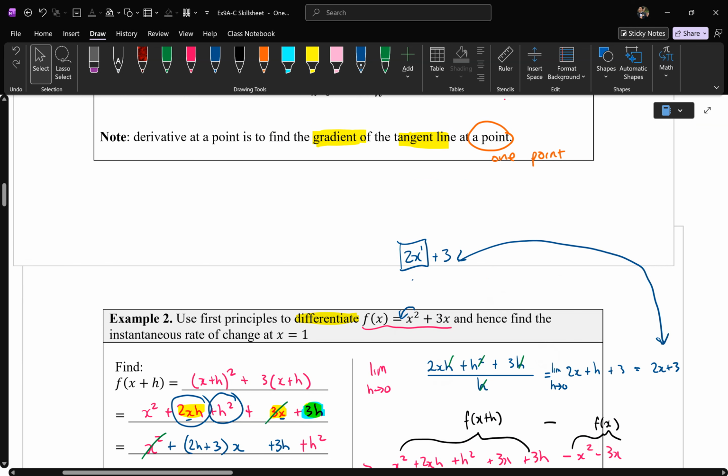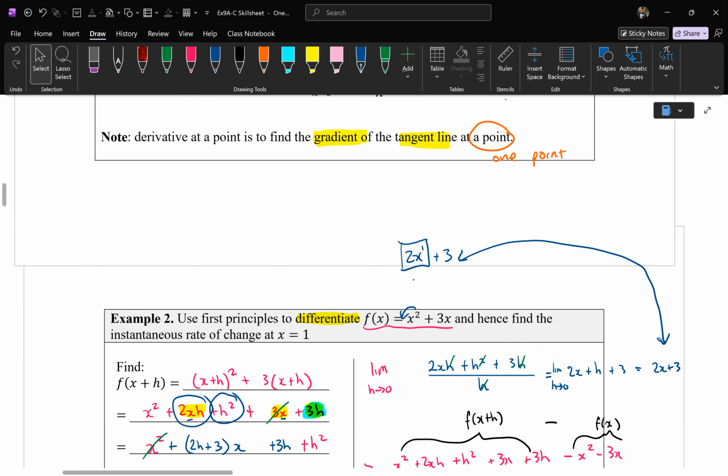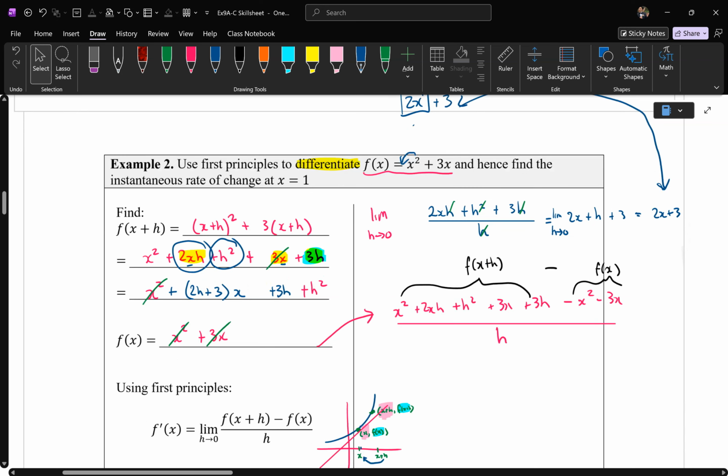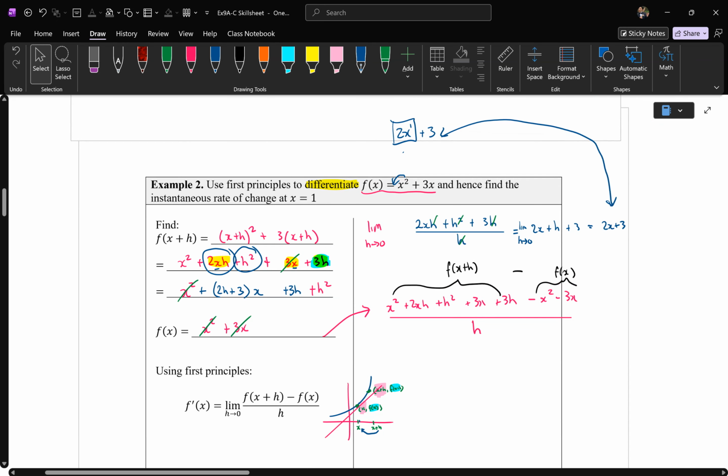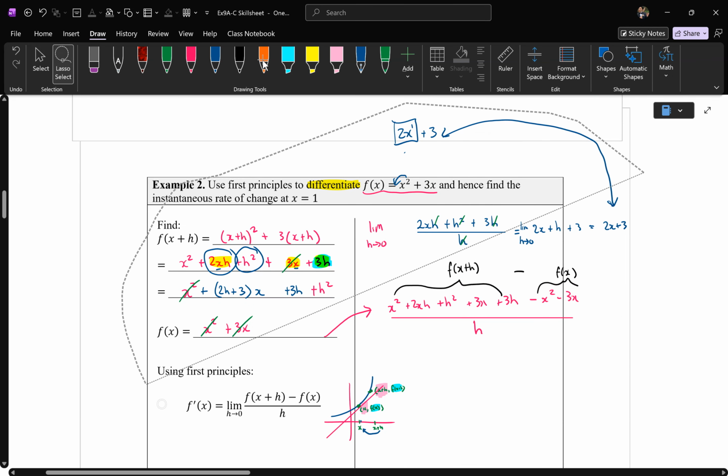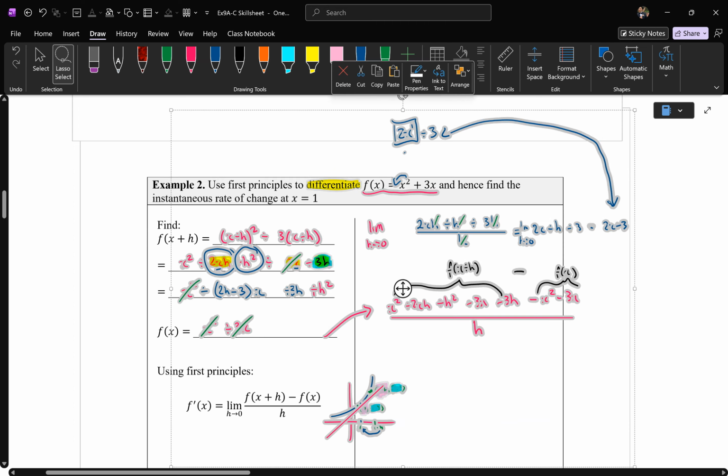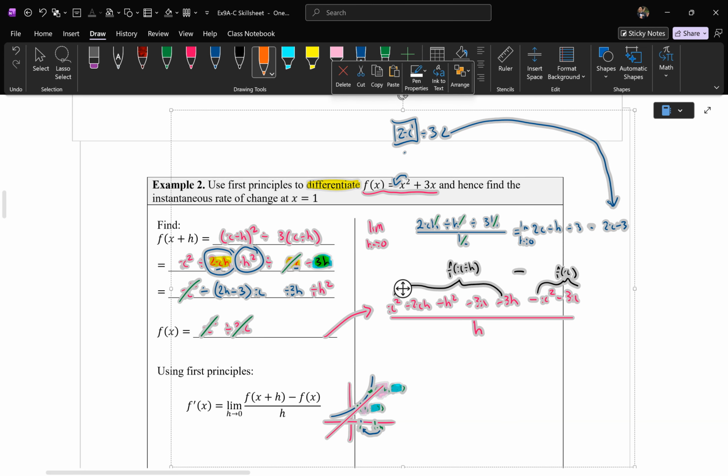So for those who aren't familiar with first principles from last year, even if you aren't as familiar, you can kind of skip it. As long as you learn the rules, chain rule, and all the 7 rules, then you should be all right. But the theory is important to help you understand the application.